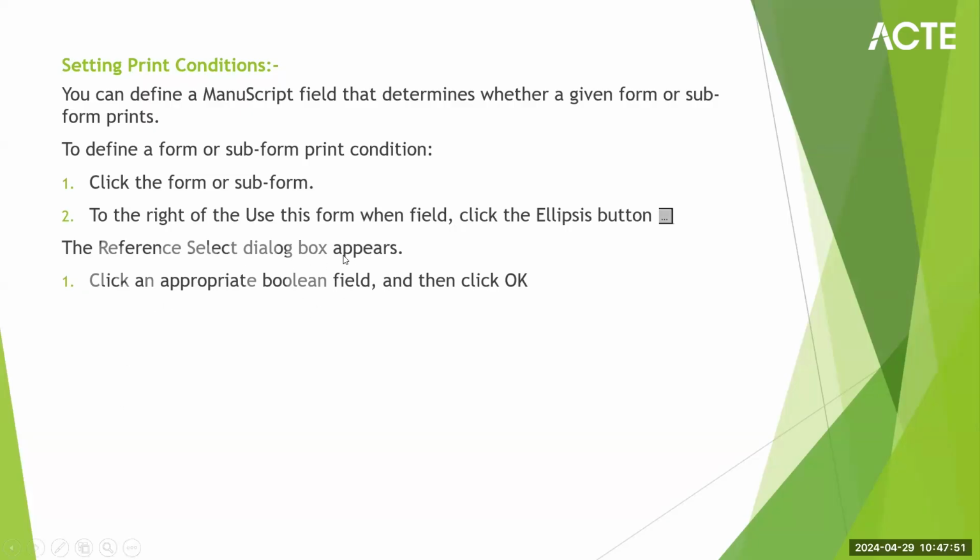And click on the appropriate field. The condition should be in true or false format, like a Boolean data type. If it is true, then it will print. If it is false, it will not print on the UI.